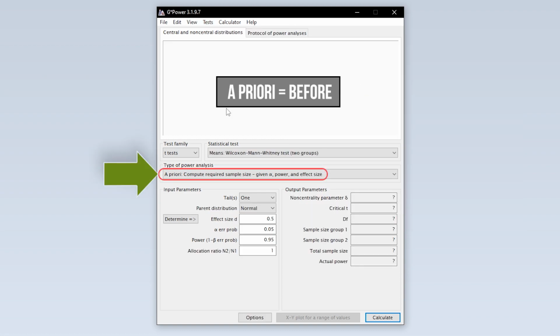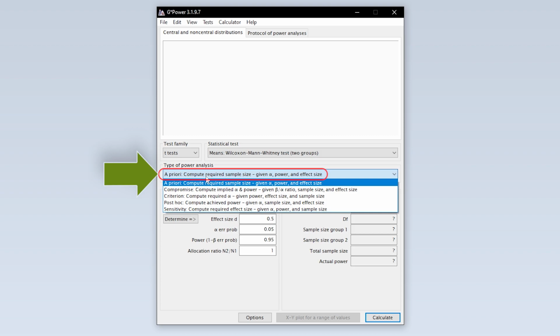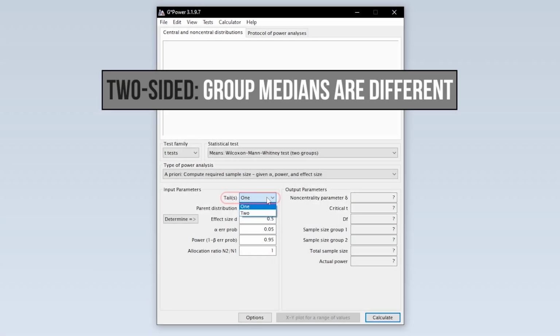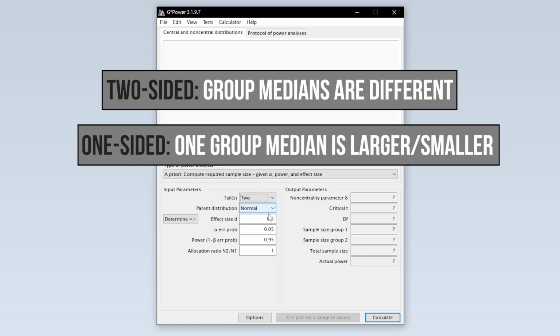Because you want to calculate a minimum sample size in advance, you have to select a priori. The first input parameter you have to specify is whether you are conducting a one-tailed or two-tailed Mann-Whitney-Wilcoxon test. Two-tailed means you cannot tell in advance which group has the larger median. If you do, however, select one-tailed.